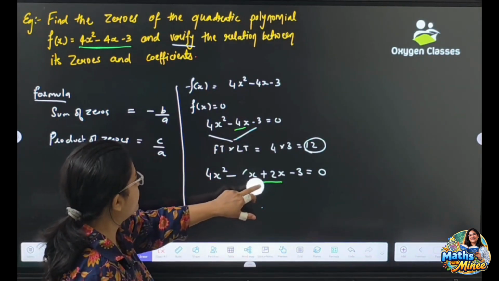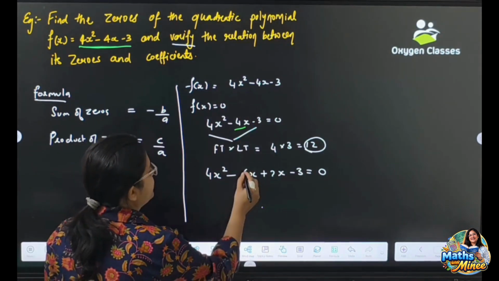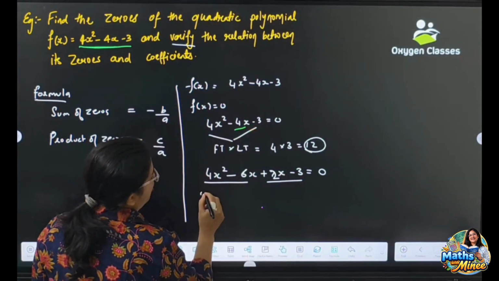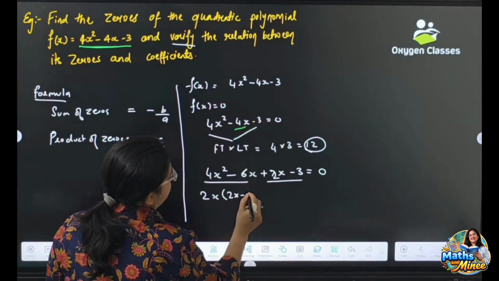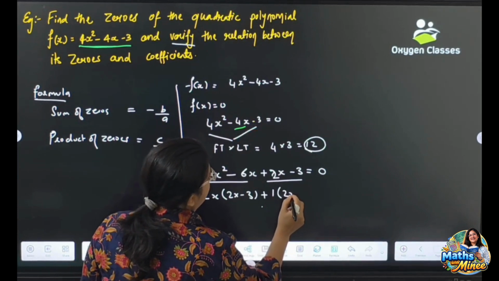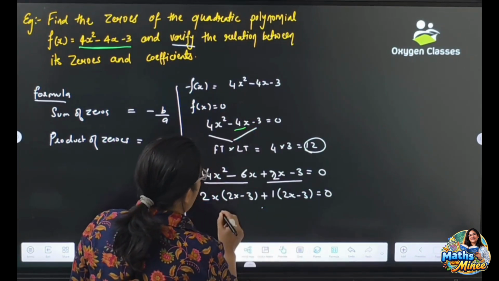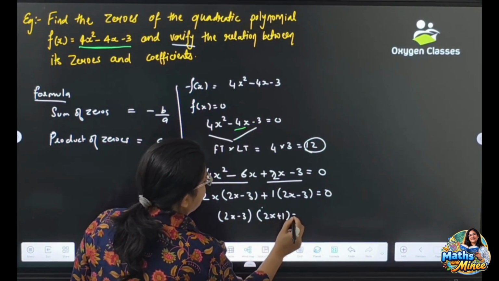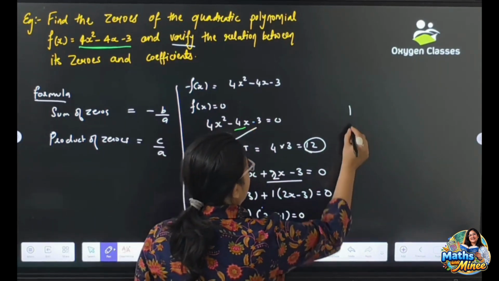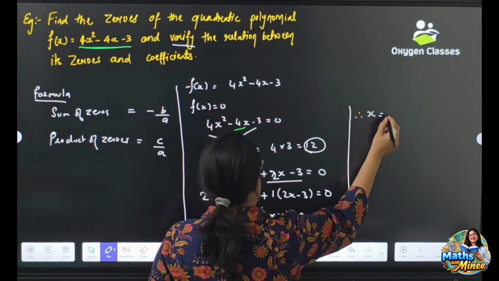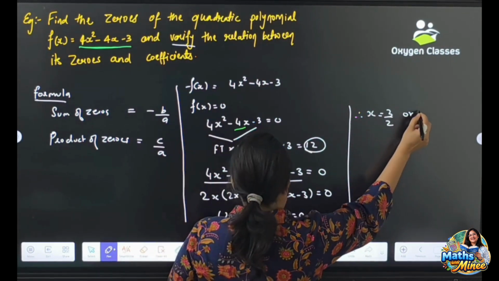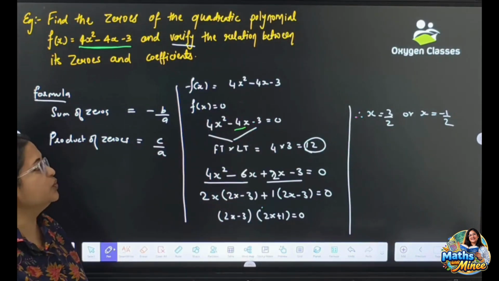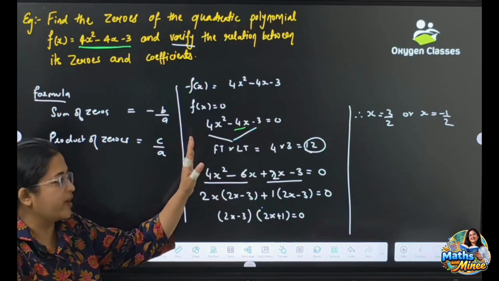So now let us get the solutions. If you take out the common factor, it will be 2x(2x - 3) + 1(2x - 3) = 0, where 2x - 3 = 0 and 2x + 1 = 0. Therefore, x = 3/2 or x = -1/2. So these are the solutions for this quadratic equation.